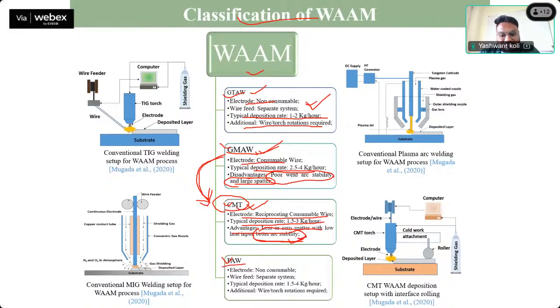And this is PW, where the non-consumable electrode we are using, with a separate feed mechanism system. Typical deposition is this much, and a wire torch is required. So PW is not that much in the trend. So for the VAM process, we are only adopting CMT, or if we want something very precise, we can go for advanced GTW, not the conventional GTW. We can go for the tip-tick mechanism or advanced GTW, that is automated.